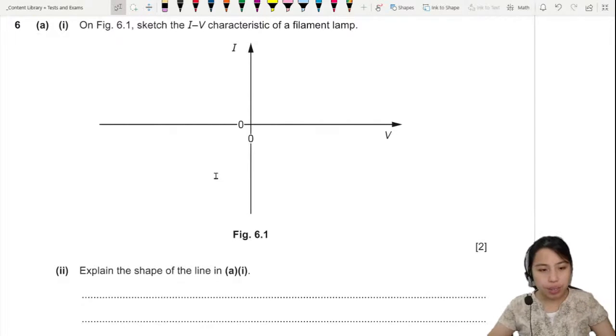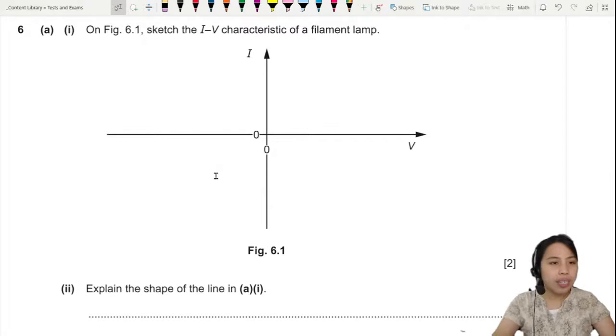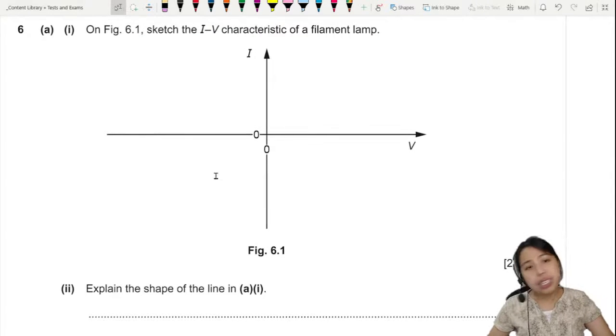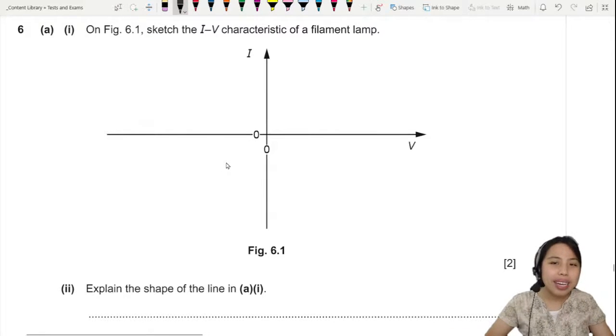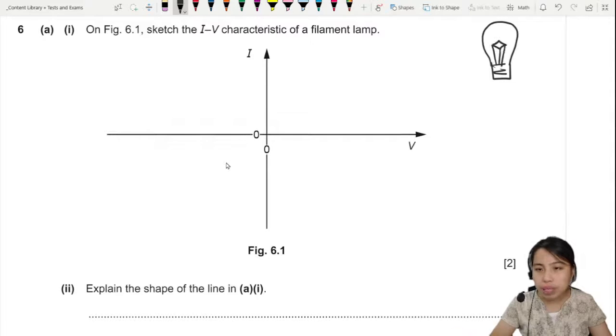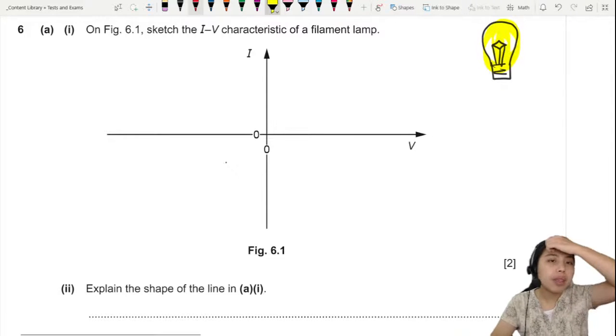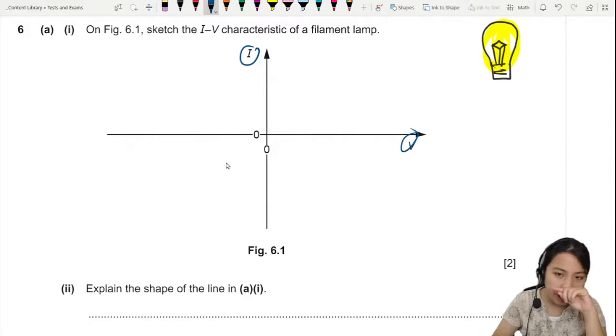IV characteristic. On this figure, sketch the IV characteristic of a filament lamp. It's a filament lamp. It's what we call the light bulb. The one where you've got a screw here, a glass here, and then there's some kind of wire inside there, and this wire is a thing that glows very bright that causes the whole bulb to light up. So this one, you gotta memorize the shape of a characteristic curve for I against V.